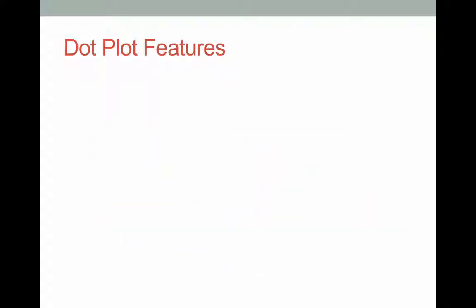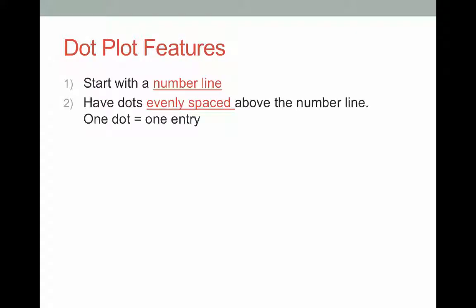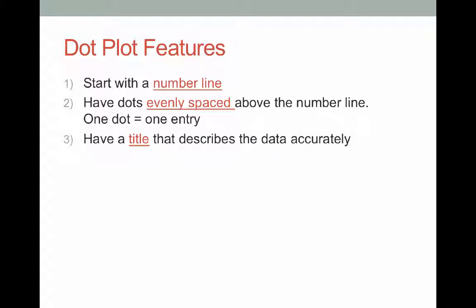Let's take a look at some of the features that I just mentioned. First of all, we start with a number line. Then we have dots evenly spaced above the number line. One dot is one entry. Then we need to have a title that describes the data accurately, and then we need to label the number line. Finally, we can identify any outliers, any numbers that are either really big or really small away from the group.